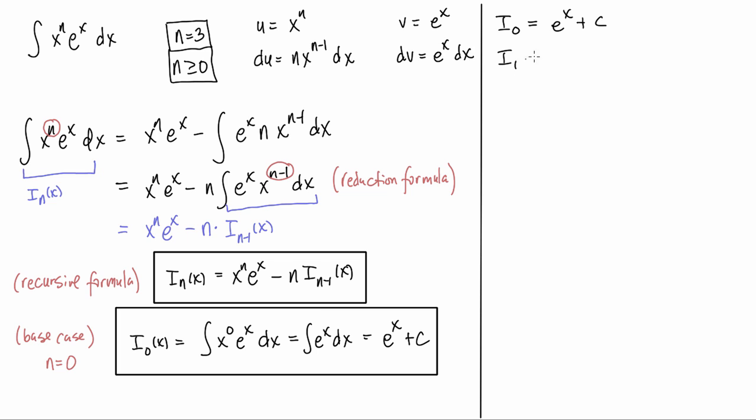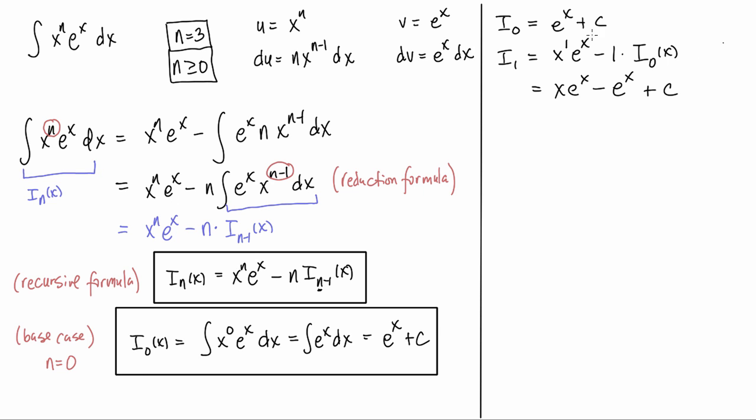Next up is I1, and according to our recursive formula, I1 is x to the 1 e to the x minus 1 times I n minus 1. If n is 1, it's I0 of x. But we already know what I0 is. I0 is e to the x.